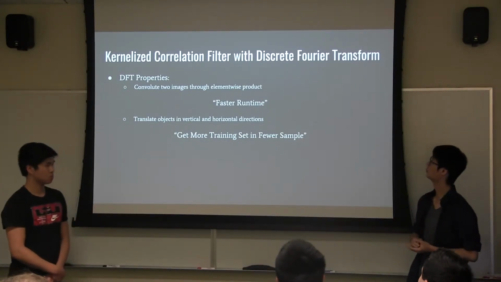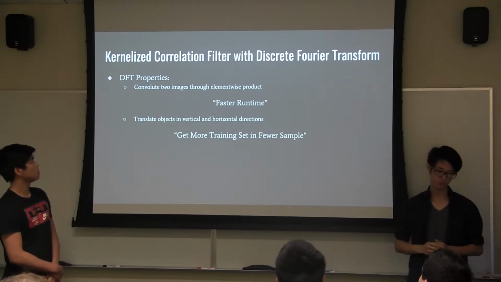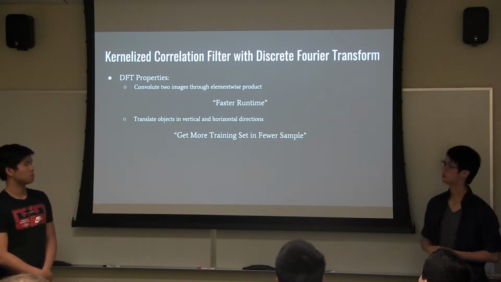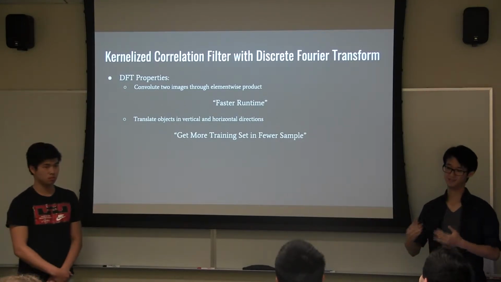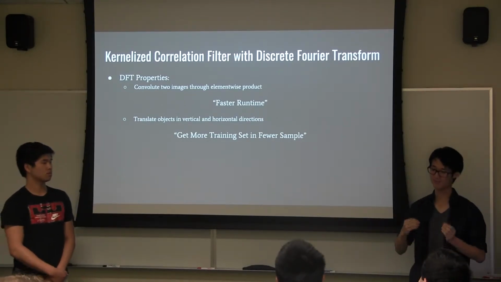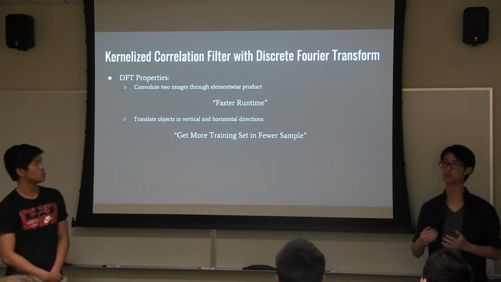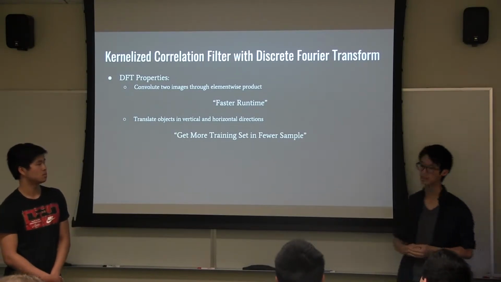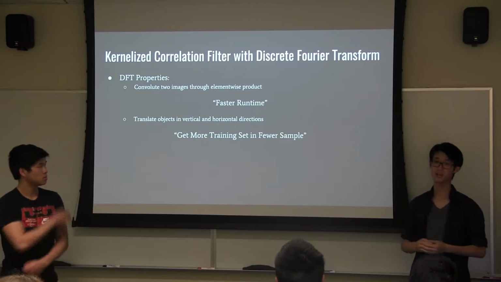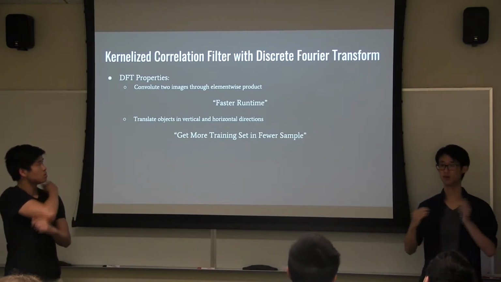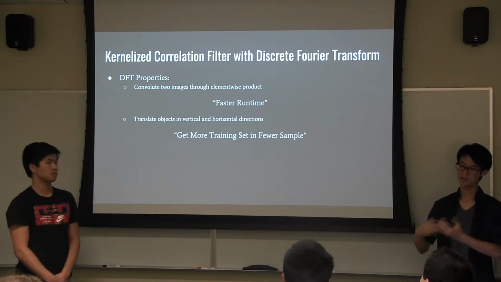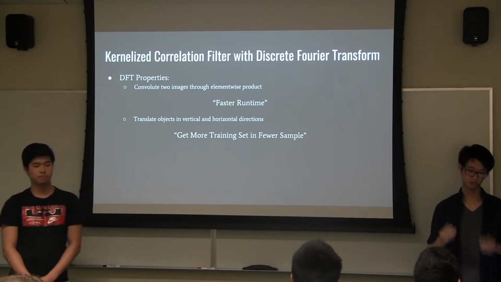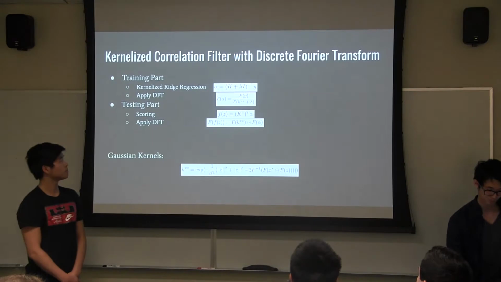So let's start with the important properties of the discrete Fourier transform. The first one is when we convolve two images in the normal space, we can compute the same thing with the element-wise product in the Fourier space, which makes for a much faster runtime. And also in the Fourier space, we can translate the object vertically and horizontally very efficiently, which can generate more training data with fewer samples.